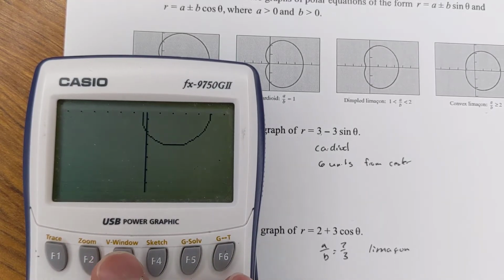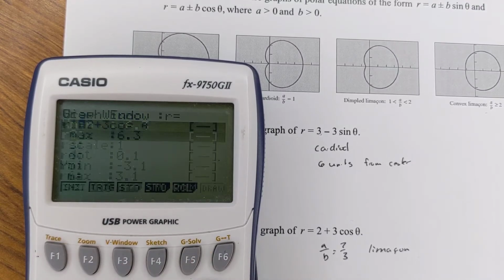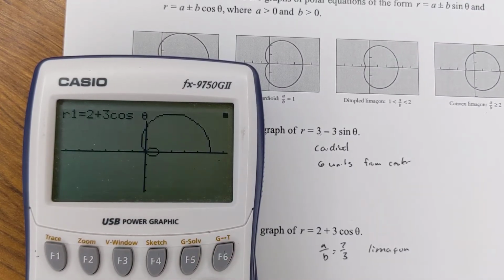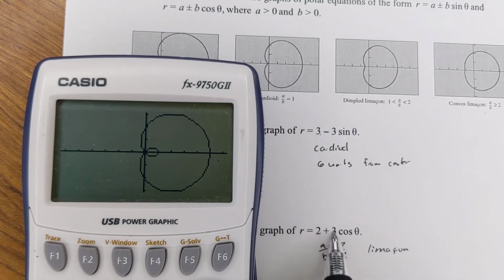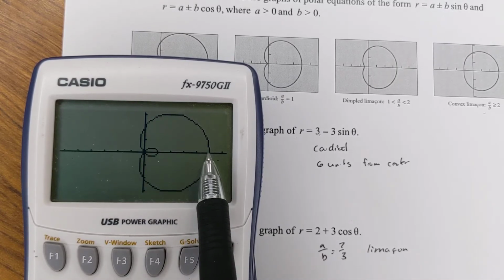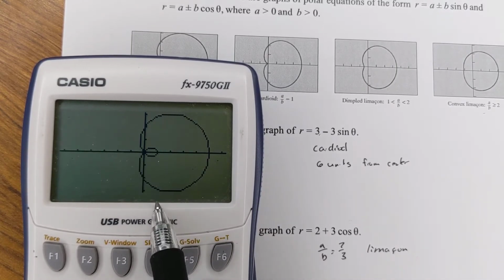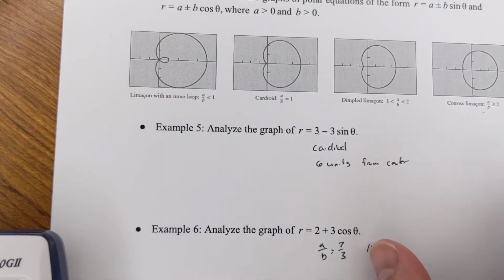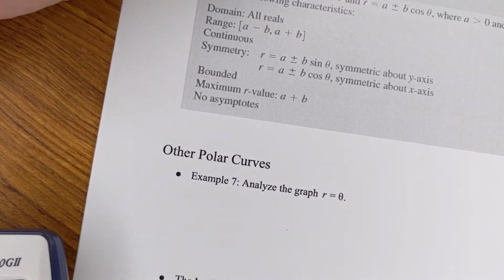View window, initial. So there's your loop. The difference between the numbers tells you how big the loop is. The difference between 2 and 3 is 1, so that loop is 1 unit long. The whole thing is 2, and at most I go up 3 units. It's a lot easier to see if you look at the graph.